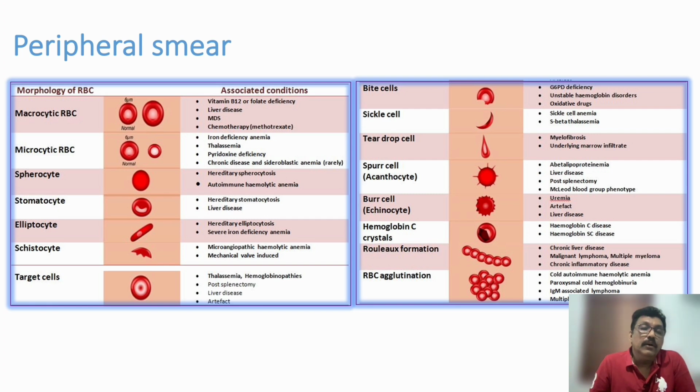If you have a very good correlation, you can make out the diagnosis there itself, because peripheral smear is a very, very cheap investigation that does not have any big cost. So you can depend on peripheral smear, that can easily give you the diagnosis.